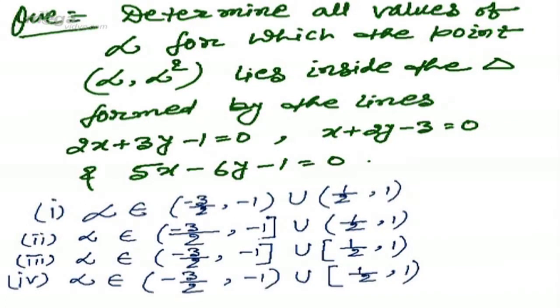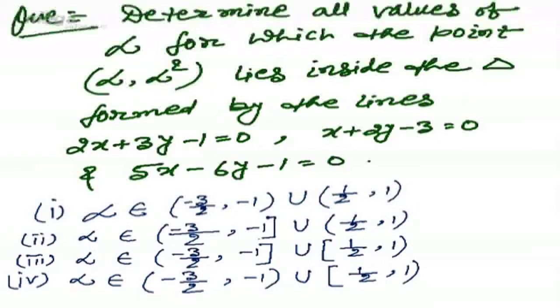The second option is alpha belongs to minus 3 by 2 open interval to minus 1 close interval, union half to 1 open interval. Third option is alpha belongs to minus 3 by 2 to minus 1 close interval and open interval, union half close to 1 open.